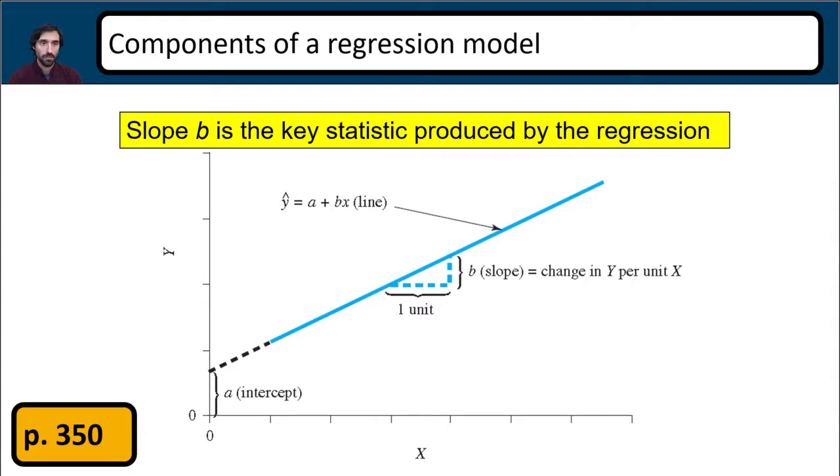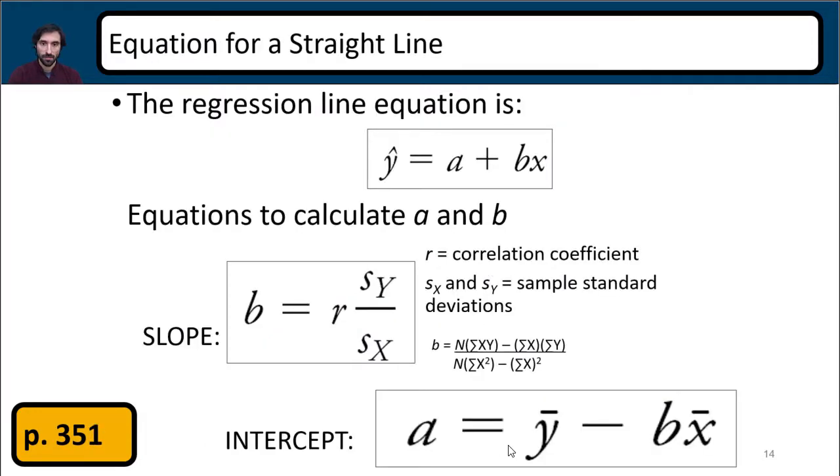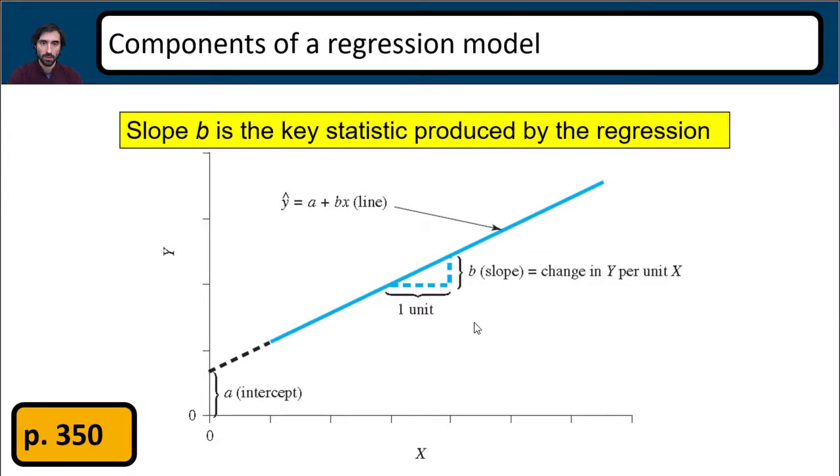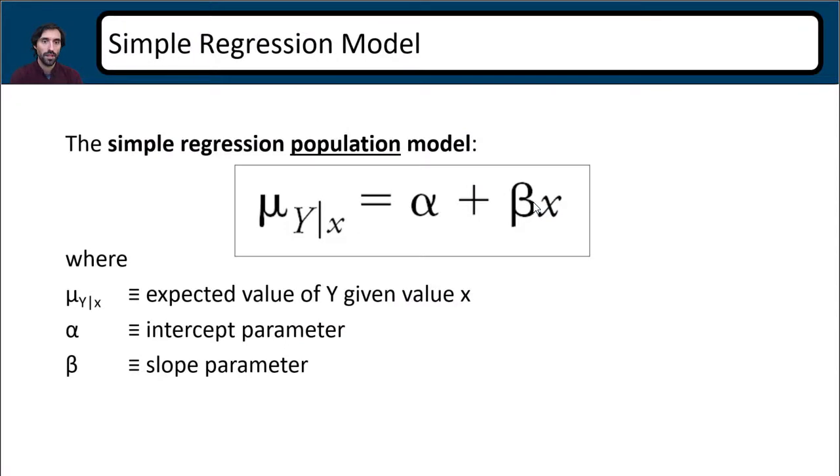All right. Components of a regression model. So here is our slope, and this is our b. This is what we would find first, and then in order to find that a, you would need to do a little bit more math, more equations. But this is the line that we are really wanting to focus on for this presentation.